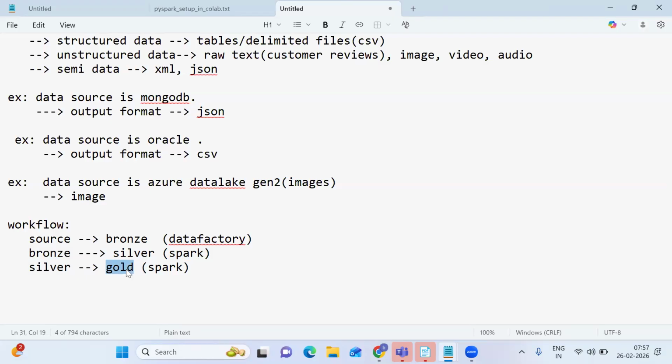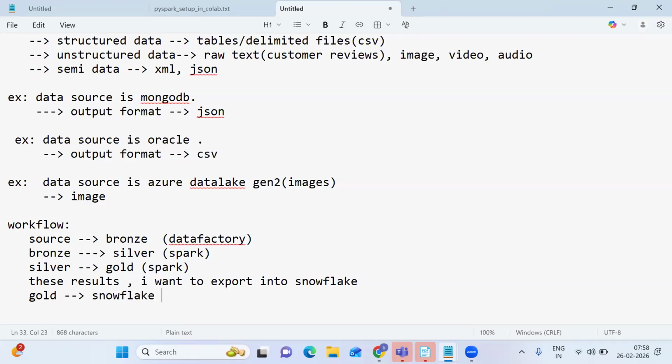Understand where Data Factory is coming in and where Spark is coming in? Again, these results, I want to export into Snowflake. Now what will I use? Finally, gold to Snowflake: here again I use Data Factory. Understand?